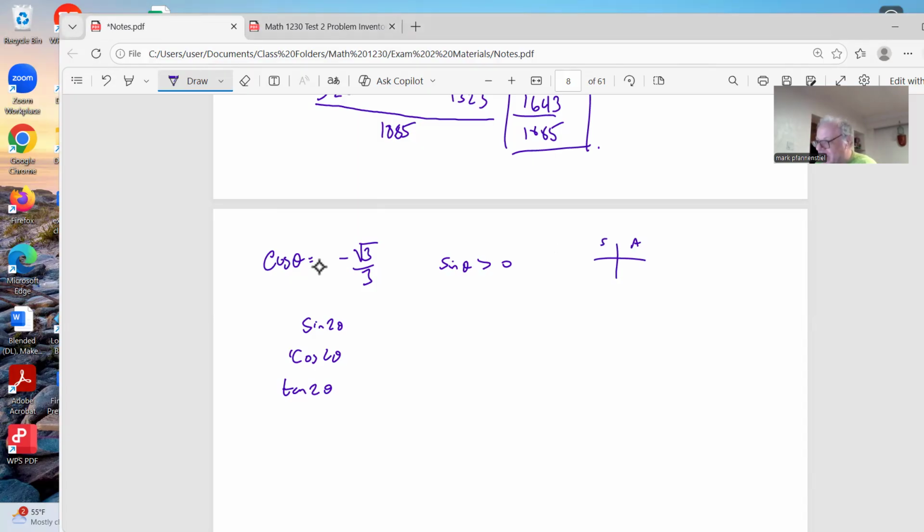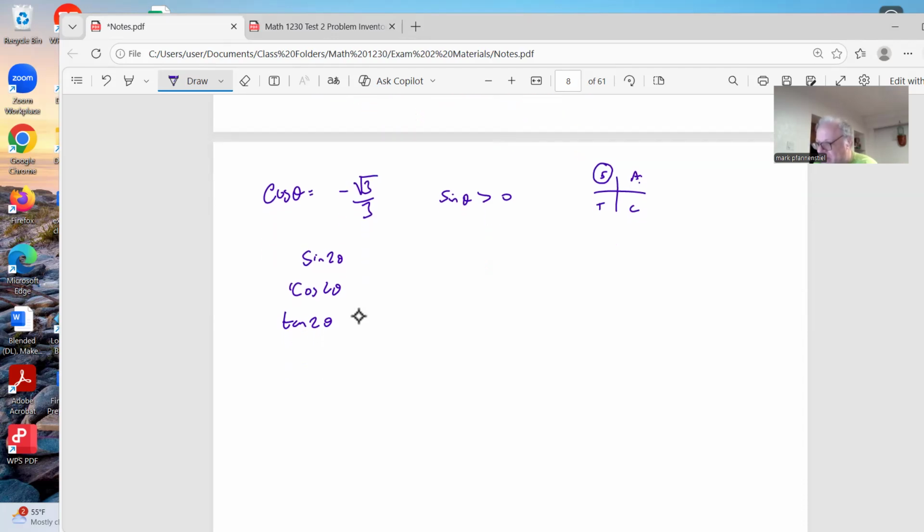We have the mnemonic, All Students Take Calculus. So where is our sine positive? It's in first and third quadrant. And since the cosine is negative, we know that this is going to be in quadrant two. That's not really that important, but we're going to go figure it out. We figured it out anyway.